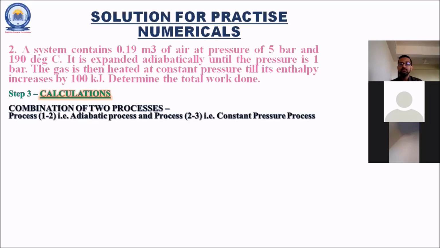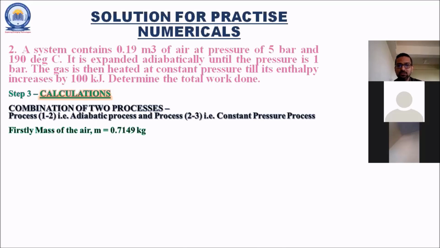So calculating the work done for the adiabatic process using the equation P1 V1 minus P2 V2 upon gamma minus 1. Firstly, for finding the value of V2, we need to calculate the mass. So the mass M is equal to 0.7149 kg. How many students have got this answer of mass when you have calculated?